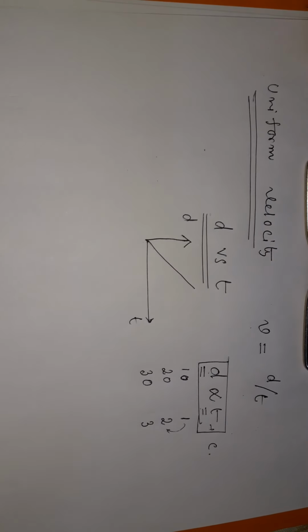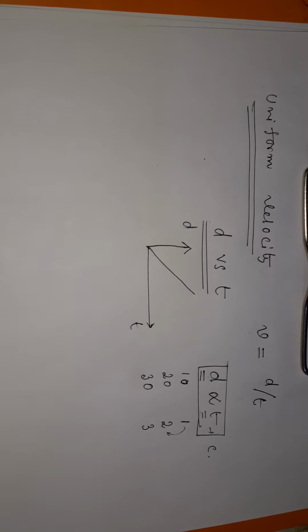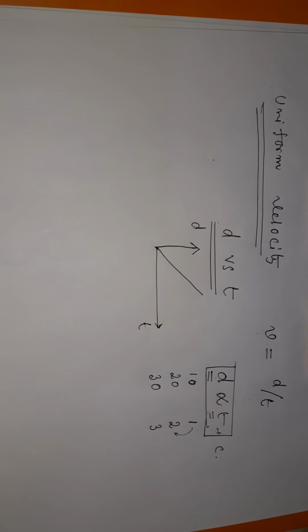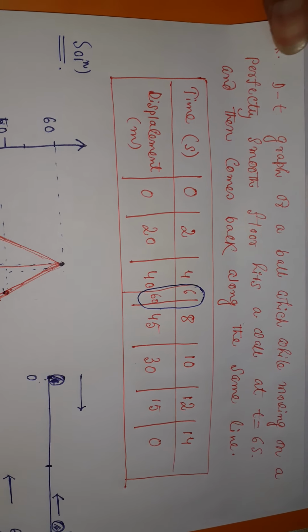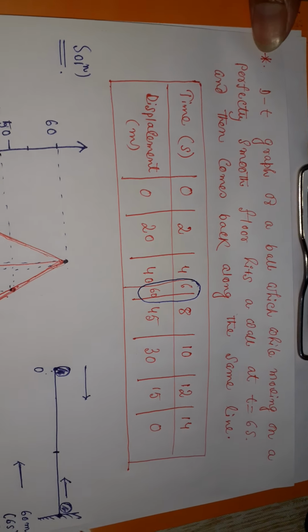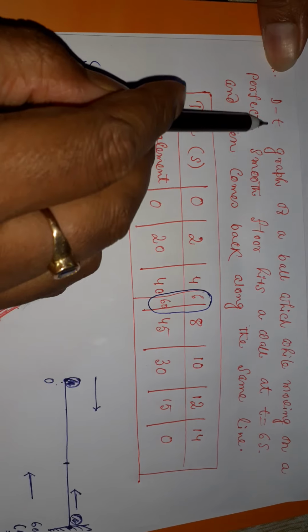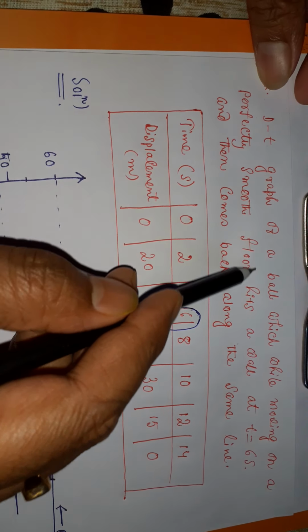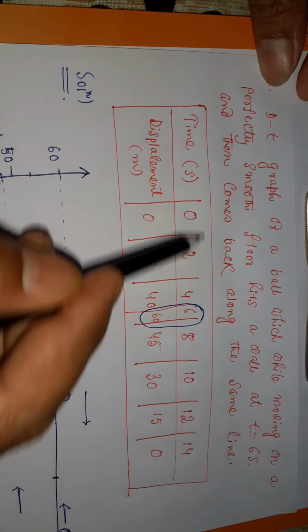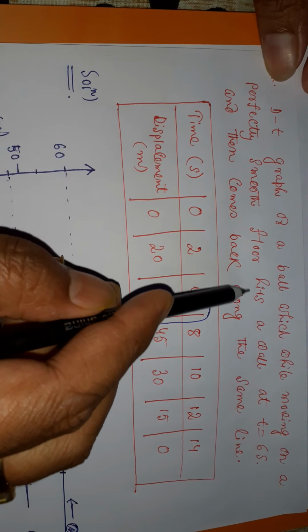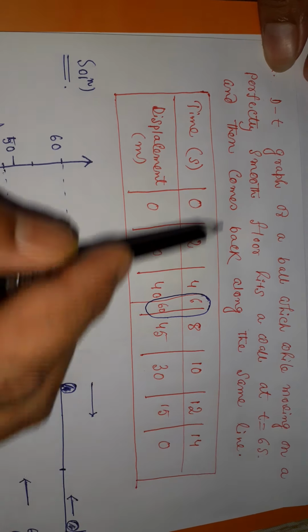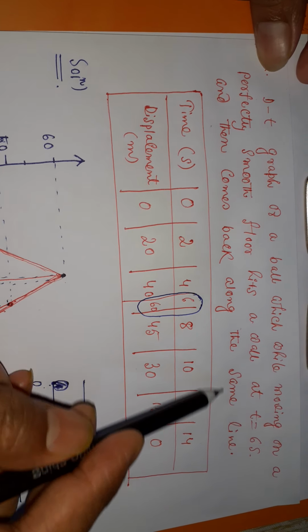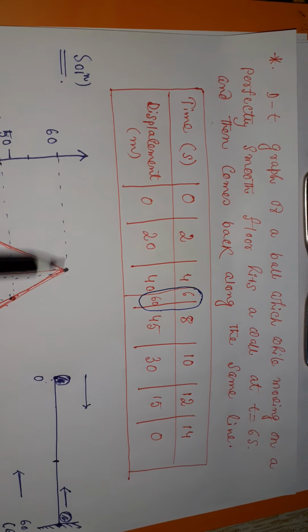Now there are the next two parts. I have just drawn all these things. One problem is given in your book: the displacement d versus t, that means the displacement time graph of a ball which, while moving on a perfectly smooth floor, hits a wall at t equal to 6 seconds and then comes back along the same line. All these data are given to you.